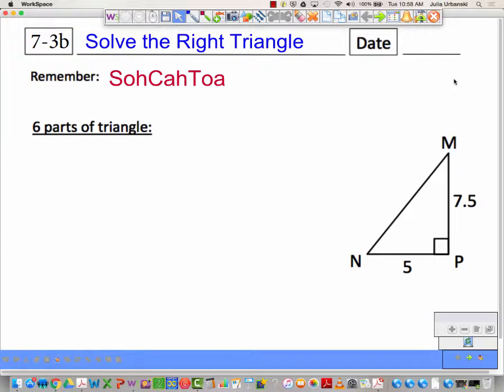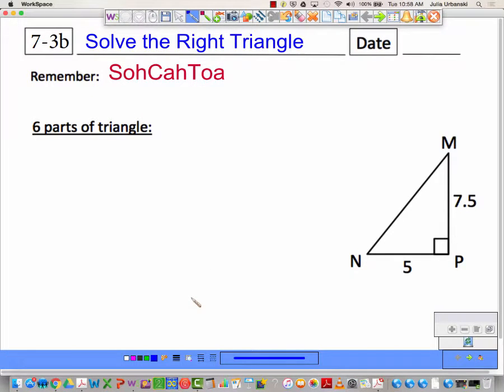Okay, so focus on this example up here, please. I'm going to show you, first of all, how to understand it, and then after that, we'll do it a slightly shorter way. So first of all, we need to identify all 6 parts of this triangle. So name for me, please, 3 angles.